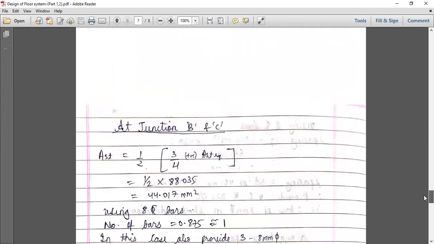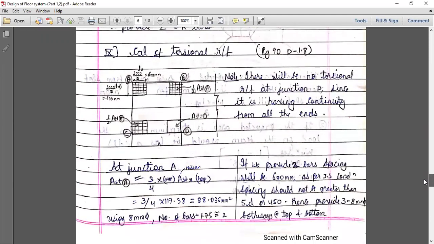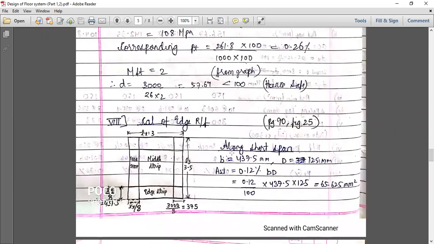So now let us see how to provide the reinforcement in the edges. Along the short span, the edge width is 437. Now we will provide the minimum steel. So what is AST minimum? It is 0.12% BD. Here B is the width of the strip, 437, and D is the overall depth.